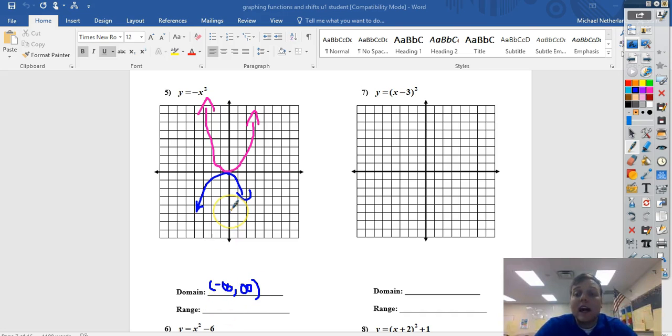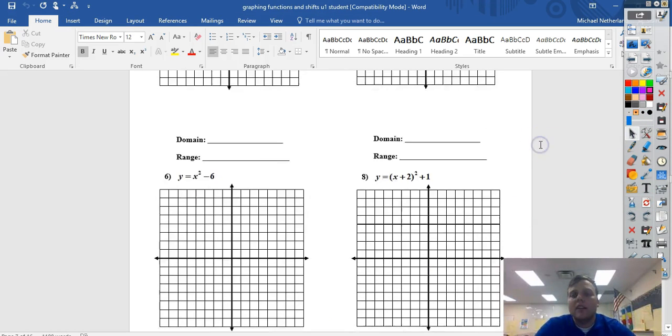What's your range? Well, this time, your lowest y values are both arrows pointing down. So that's going to be negative infinity. What's your highest y value? Well, it's right here. It's at the origin. That's 0. So you get to put a bracket. And that's how that's done. Okay, let's go on. Let's try some other stuff here.